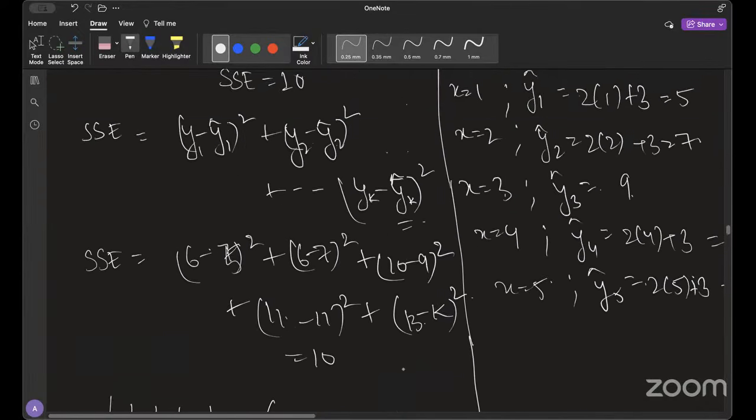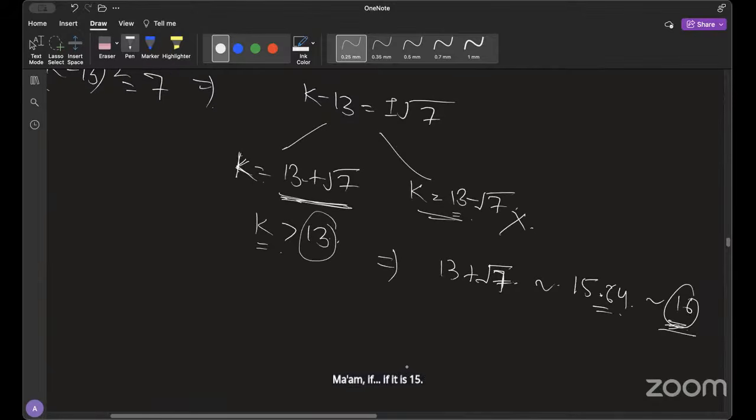Ma'am, if it is 15.44, then the nearest would be 15, right? Yes, that's right. This one should be 16.